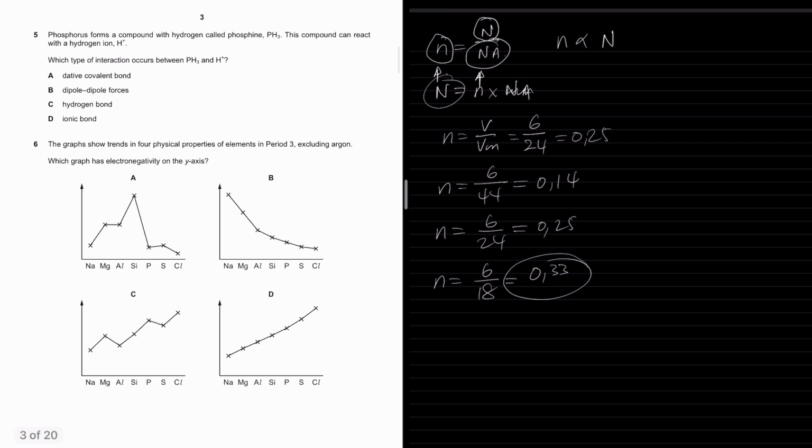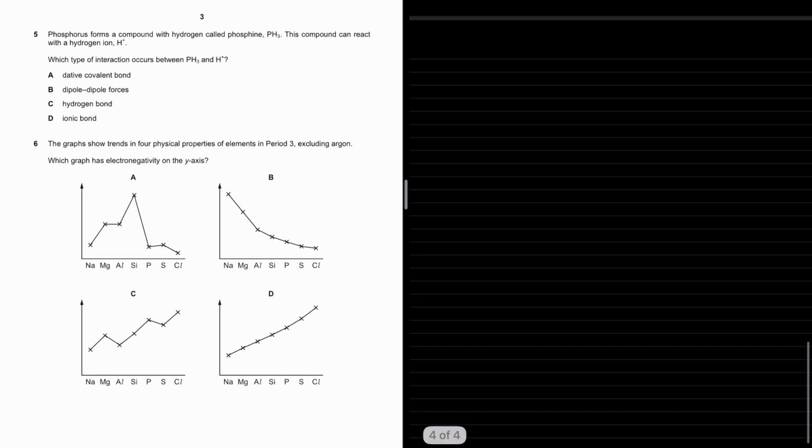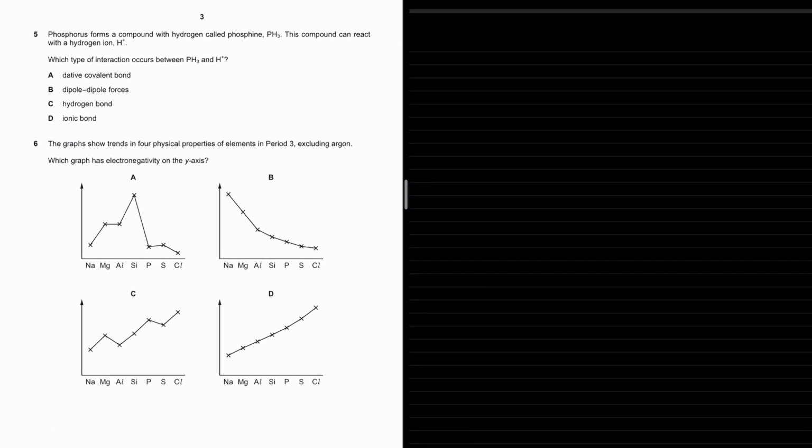Let's move on. Question number 5. Phosphorus forms a compound with hydrogen called phosphine, PH3. This compound can react with a hydrogen ion, H+. What type of interaction occurs between PH3 and H+? So this is going to be a dative covalent bond.